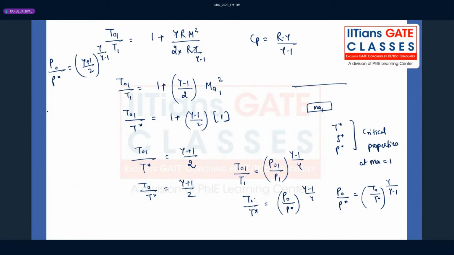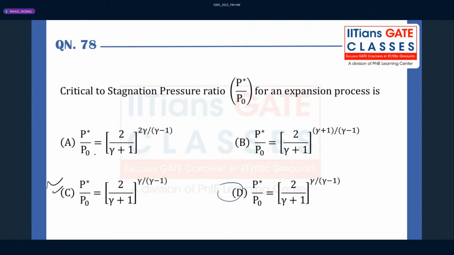But in the problem they have asked P star divided by P naught. Then the answer must be 2 by gamma plus 1 to the power gamma divided by gamma minus 1. This particular answer must be correct. You can see P star by P naught.